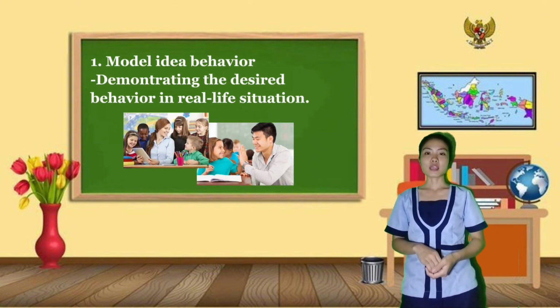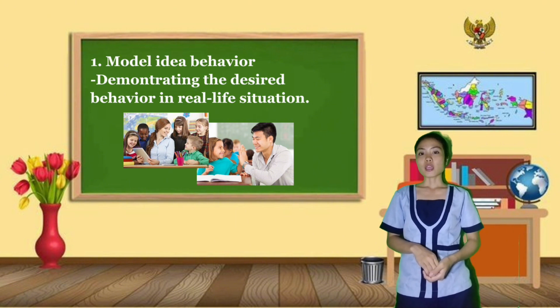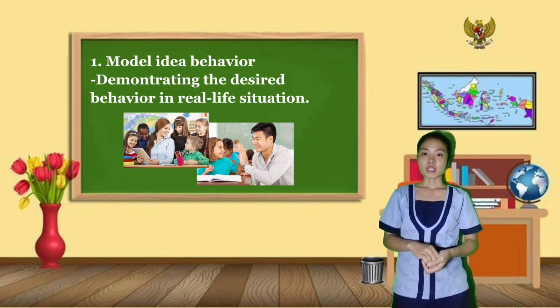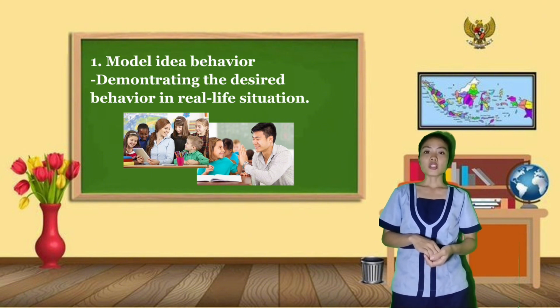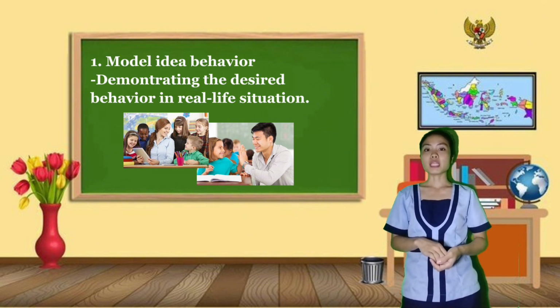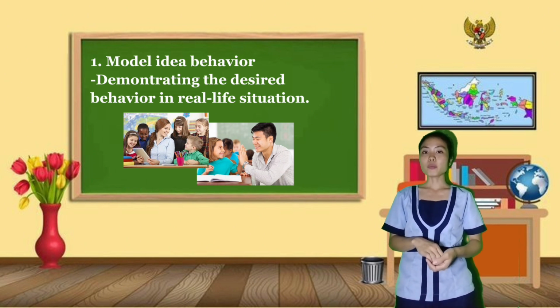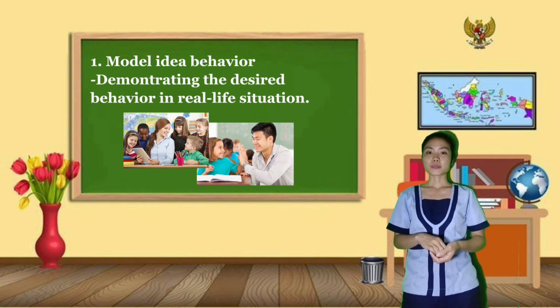So what is this? It is demonstrating the desired behavior in real life situations. This could involve role playing, a conversation with another teacher, or showing how to respectfully disagree with a classmate. So how does it work? Students learn by observing and imitating. Seeing the teacher model appropriate behavior makes it clear what is expected and accepted.